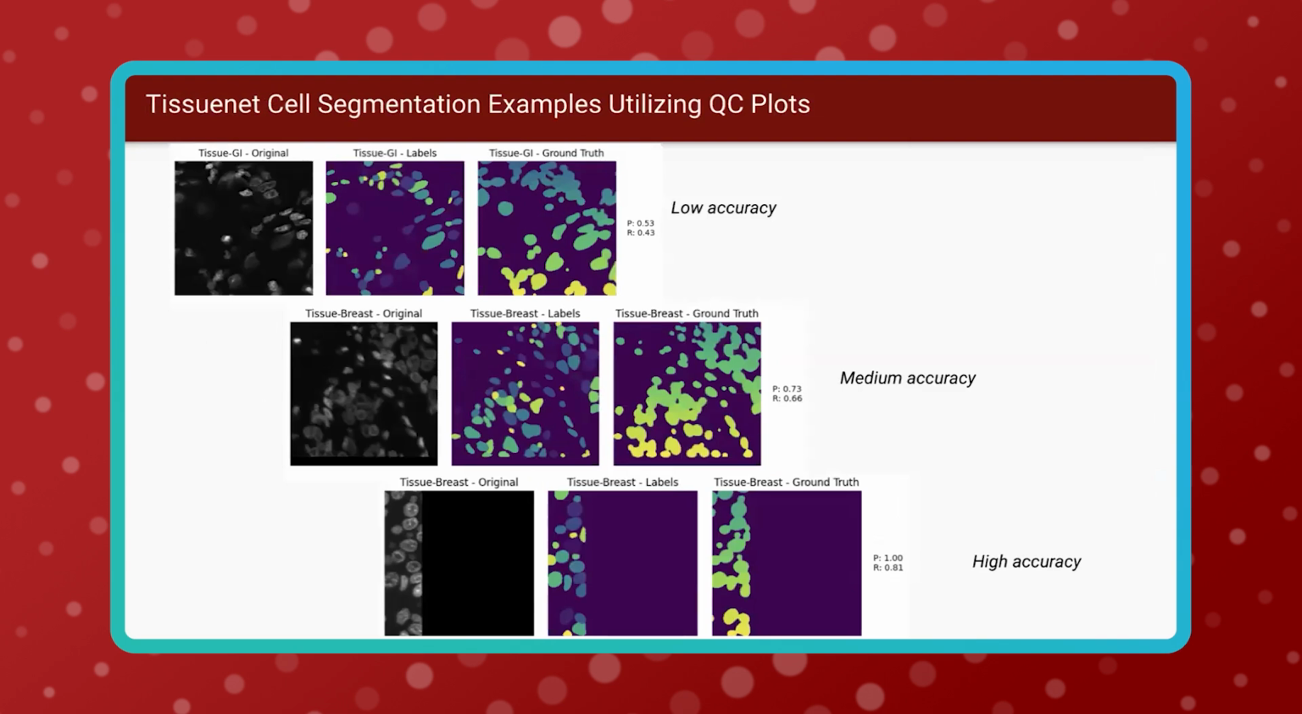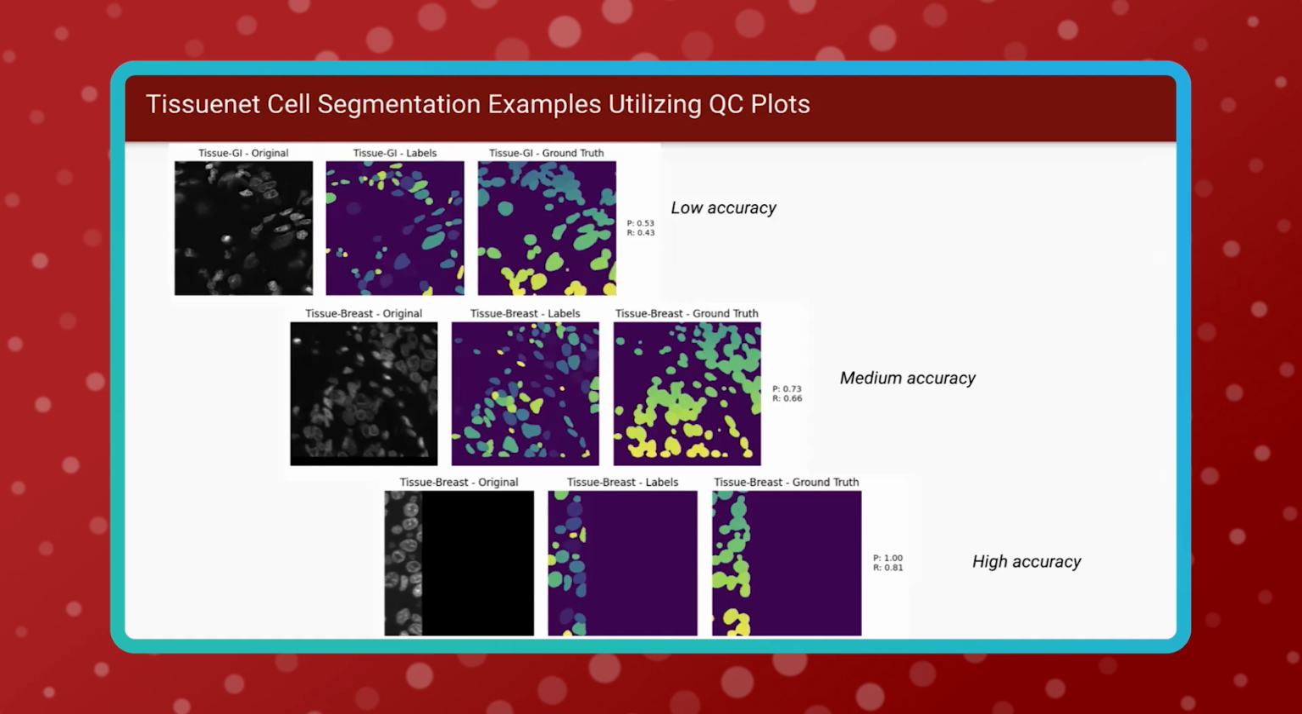Okay, so to further make sure that our recall and precision results were accurately capturing the original cells in the original image, we also created some quality control plots to further visualize this. So here we see 3 rows of images in 3 different columns. The first column is the original image. The second column are the labels that we created using the StarDist model Versatile. And the third column are the ground truths that we obtained from the TissueNet metadata. So as you can see, the top row is an example of a low accuracy label, and at the bottom we see an example of a high accuracy label.